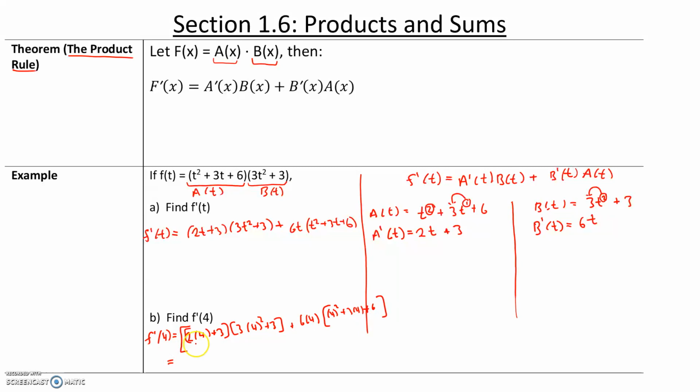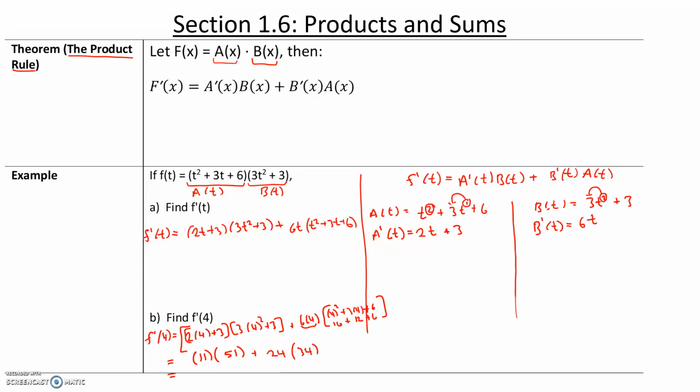If we continue with this, let's do just one at a time. 2 times 4 is 8. 8 plus 3 is 11. So this gives us 11. 4 squared is 16. 16 times 3 is 48. 48 plus 3 is 51. Plus 6 times 4, that's 24. In the parentheses here, we got 4 squared, which is 16. 3 times 4, which is 12. And then you got the plus 6. So 16 plus 12 is 28. And 28 plus 6 is going to be 34.